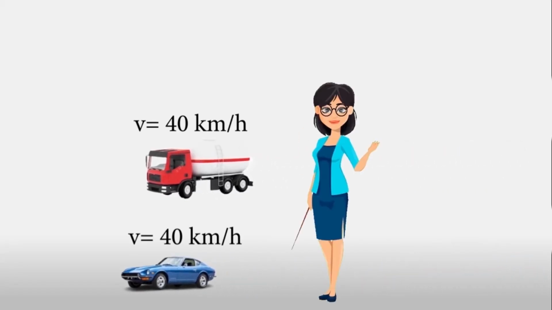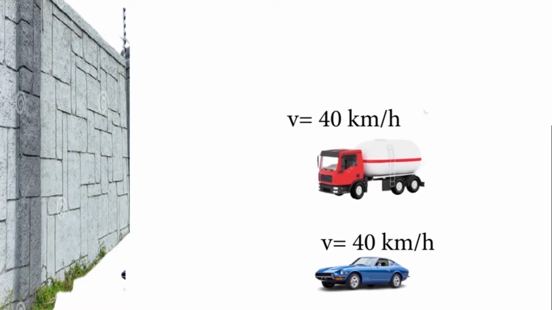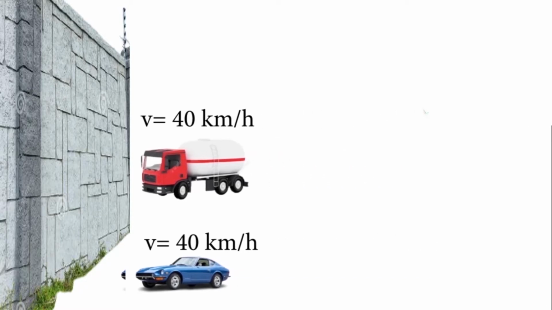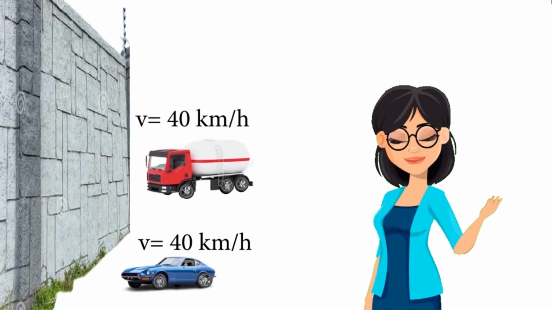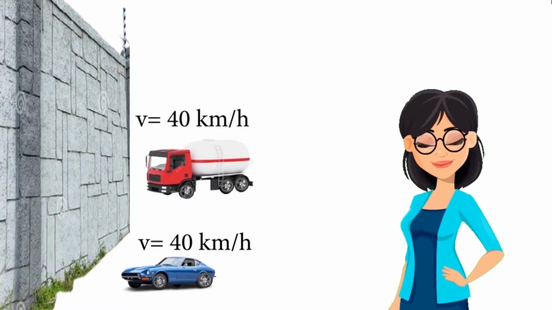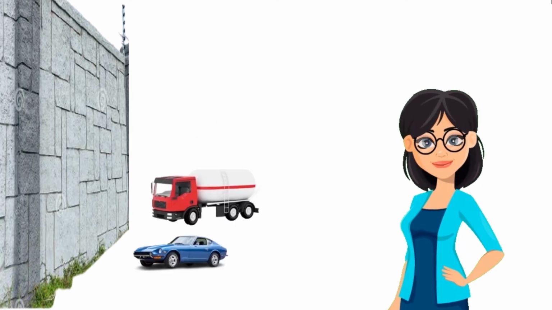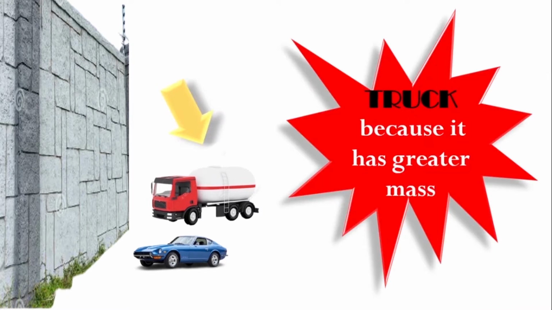Now, consider these 2 vehicles, the truck and the car. How do you compare their velocities? Yes, they are moving with the same velocity. Oh my! The 2 vehicles are about to hit the wall. Which of these 2 vehicles is more difficult to stop? If they crash against the brick wall, which would cause more damage to the wall? The correct answer is the truck, because it has greater mass.